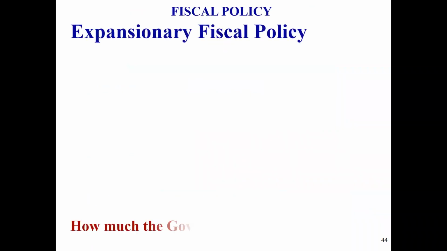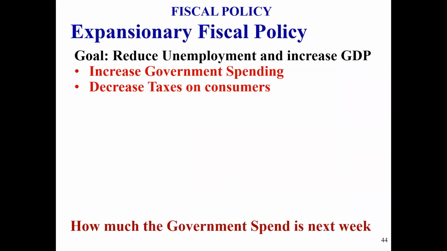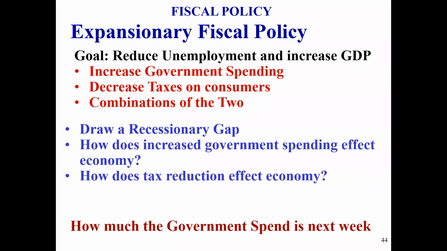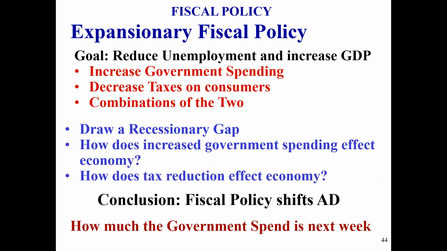Okay. So here is expansionary. The goal is to reduce unemployment, increase GDP. So you're trying to shift AD to the right by increasing government spending, a shifter of AD, decreasing taxes, a shifter of consumption, which shifts AD. Or you could do both.